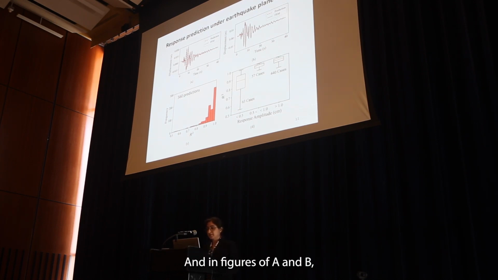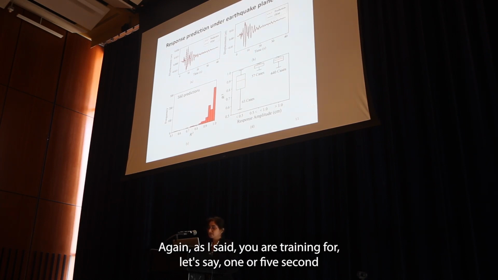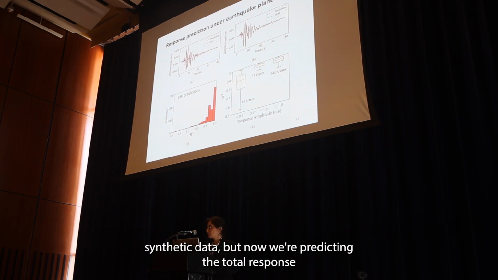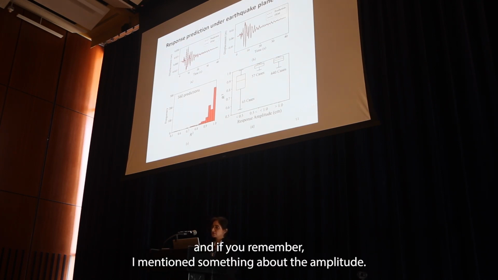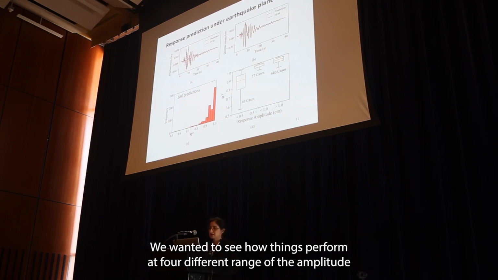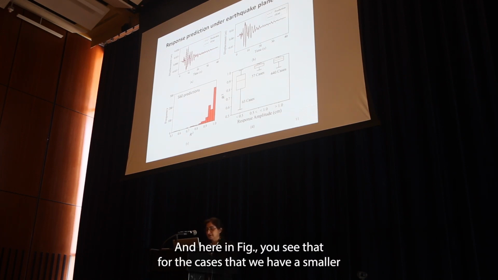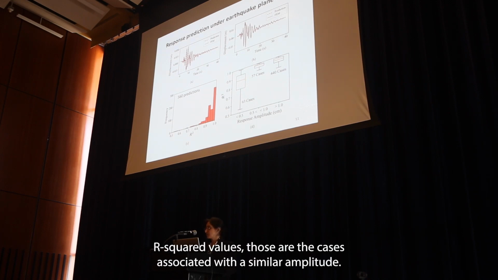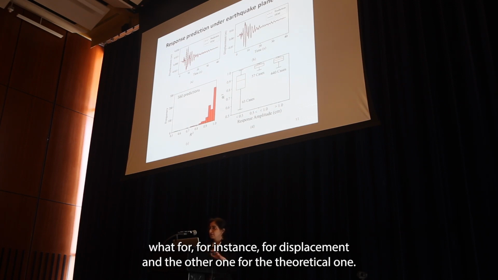In figures A and B, I'm showing some examples of predictions that we are doing. Again, as I said, we are training on, let's say, 1 or 5 seconds of synthetic data, but now we are predicting the total response of the tunnel under earthquake time histories. And if you remember, I mentioned something about the amplitude. We wanted to see how the results perform for different ranges of amplitude. Here in figure D, you see that the cases with smaller R-square values are the cases associated with a smaller amplitude. And one way to tackle this problem is to train a model, maybe one for horizontal displacement and the other one for the vertical one.